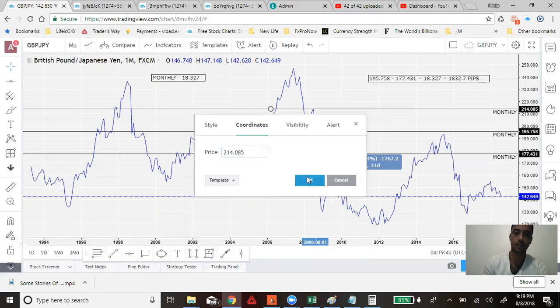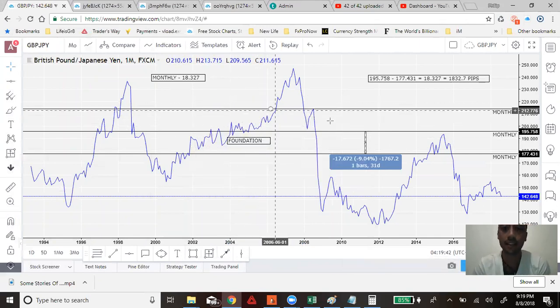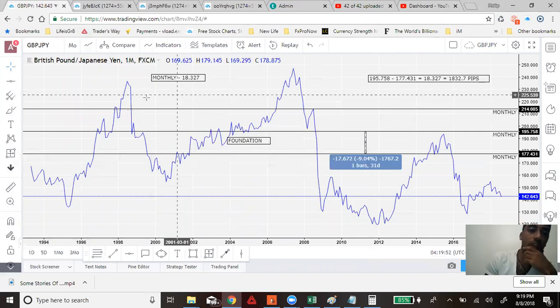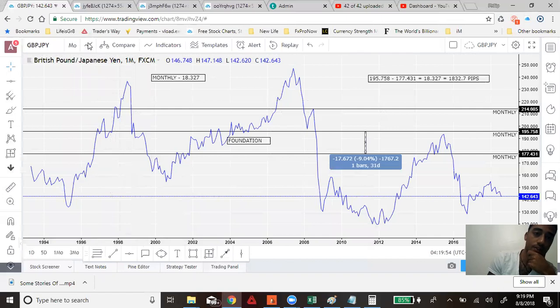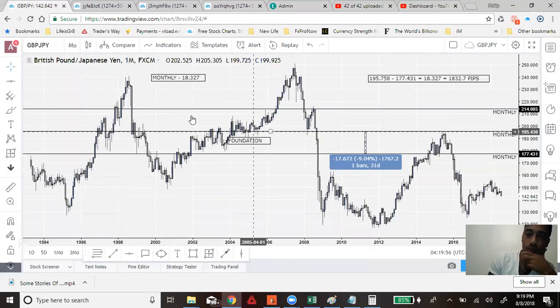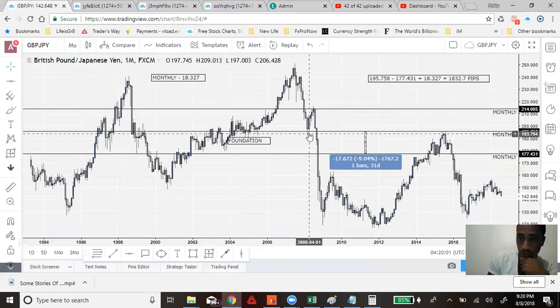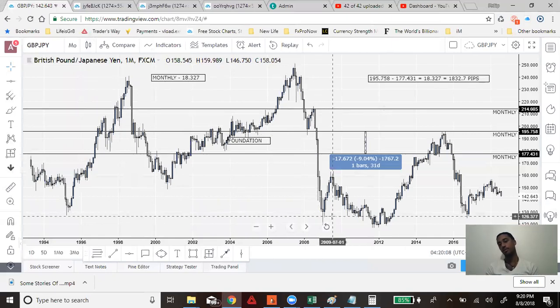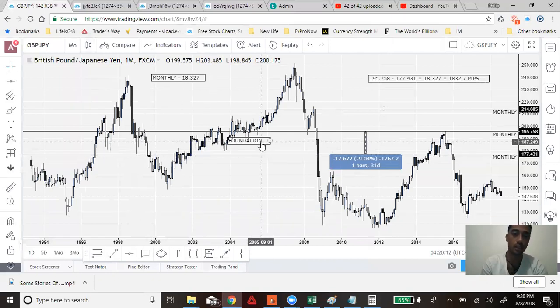214.085. And you see, miraculously, price literally wicks that area. Go figure. As you can see, price reacts in this area. If I was to put the candles on, you'll see price literally hits that area. It pushes down hard to this monthly key level, pushes up, stops in midair, drops like a hot potato. Pretty interesting.